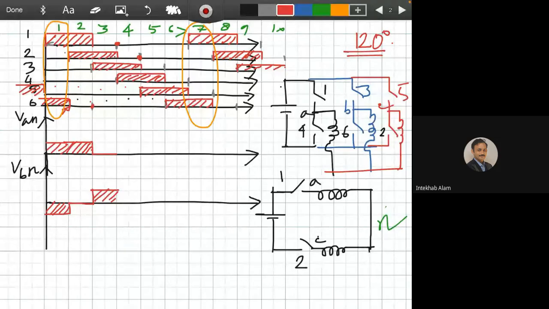Okay, let's start. So what will be then the mode 4? In the mode 4 we have 3 and 4. Okay, it's 3 and 4. If it is 3 and 4, so Bn will be plus, okay, and N will be minus. Is it okay?